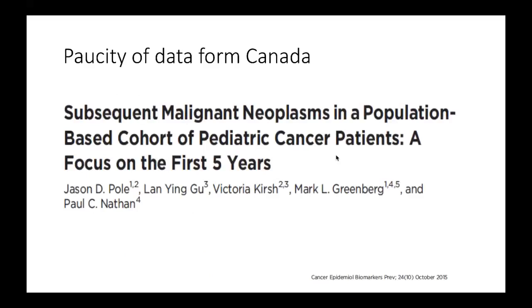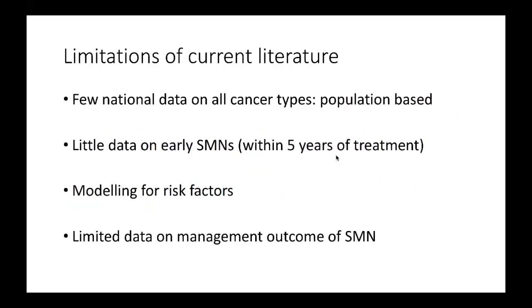There is a paucity of data from Canada, and the only landmark paper in this area is by Jason Pohl, who is with us today. So we appreciate your expertise on this, Jason, quite a bit. And the paper is titled Second Malignant Neoplasms in a Population-Based Cohort Study in Pediatric Cancer Patients, with a focus on first 5 years. So this was really a pioneer paper based on the Ontario data set, looking at early second malignant neoplasms.